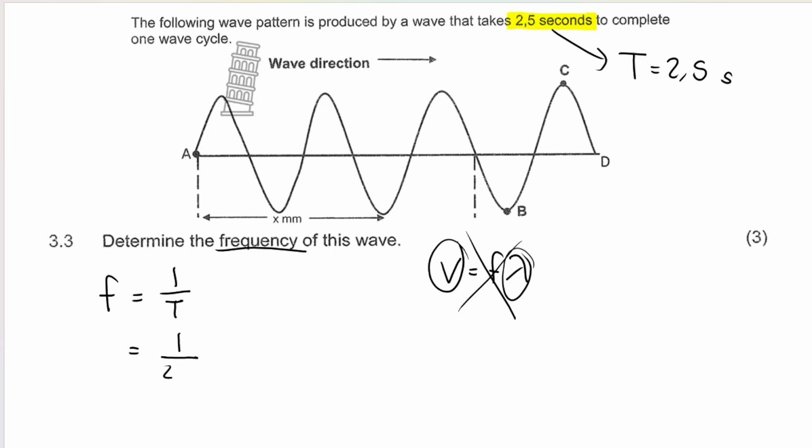Period is 2.5. So you type that in onto your calculator. It is 1 divided by 2.5. It's the reciprocal of my period. And that is 0.4 hertz. You get a mark for your blank formula, you get a mark for substitution, and you get a mark for answer with a unit. If you leave out your unit, you lose your answer mark.